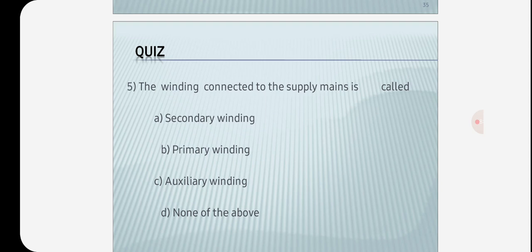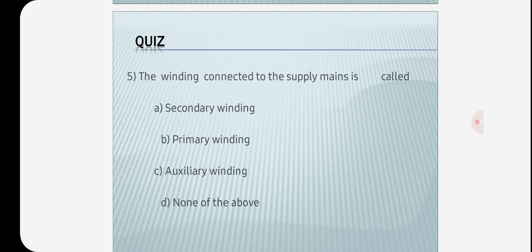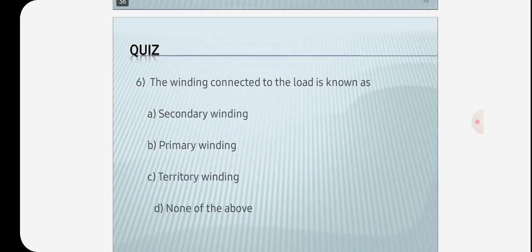Next, the winding connected to the supply mains is called? The answer is B, primary winding. The primary is connected to the supply mains. The secondary winding is connected to the load. So the winding connected to the supply mains is called the primary winding. Answer B. Next, the winding connected to the load is known as the secondary winding. Answer A.